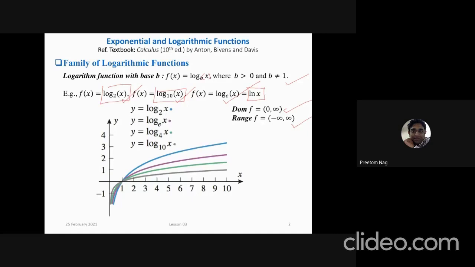Next is about the graph. If we increase the base, in the right side of 1, the graph becomes less steep and closer to the x-axis. In the left side of 1, the graph becomes much steeper and very close to the y-axis. This one is 2, then 4, then e, and then 10. So this is the graph of the logarithm. You can easily memorize the logarithm graph, same as the exponential graph.